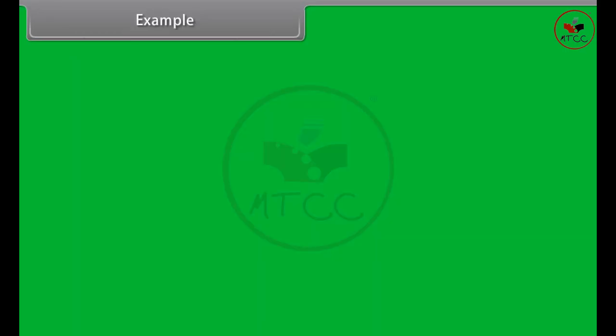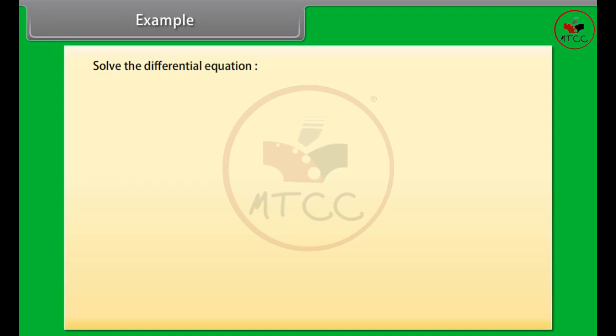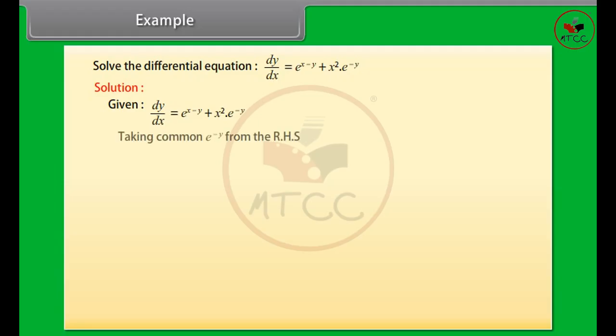Example: solve the differential equation dy by dx equals e raised to the power (x minus y) plus x square into e raised to the power minus y. Solution: given dy by dx equals e raised to the power (x minus y) plus x square into e raised to the power minus y. Taking common e power minus y from the right hand side, we get dy by dx equals e raised to the power minus y into (e raised to the power x plus x square).